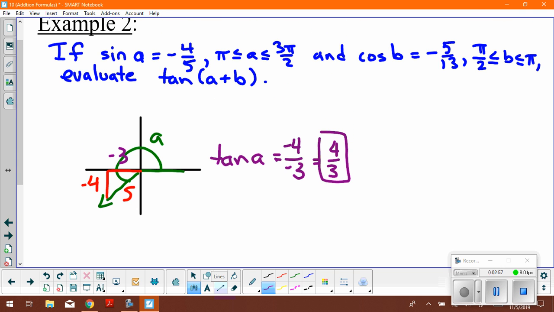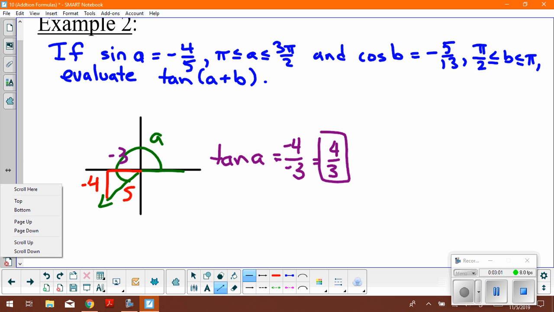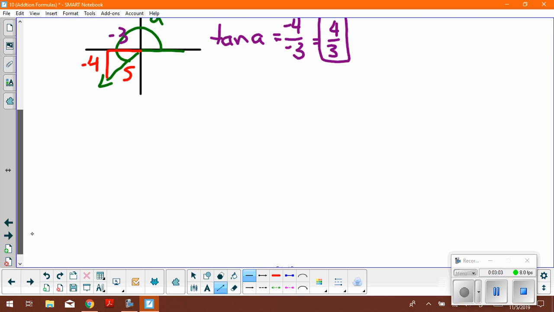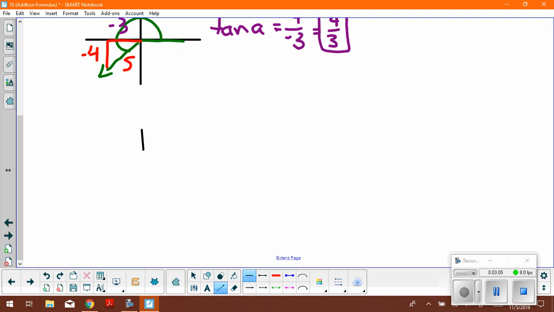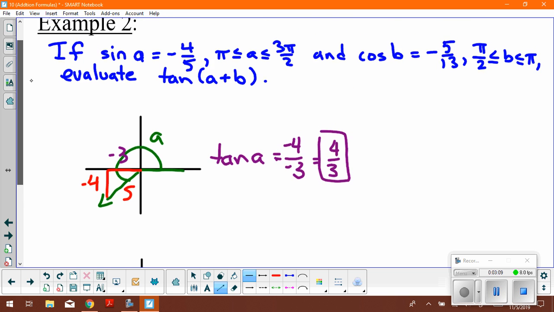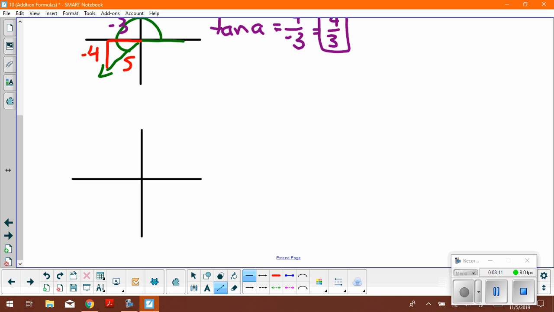Okay. My second expression, I had cos of B is negative 5 over 13, and I am in the second quadrant. Let me just double check. Yeah. Okay, so for my second angle, it's going to be something like this. I know it's not really to scale. There's my angle B.